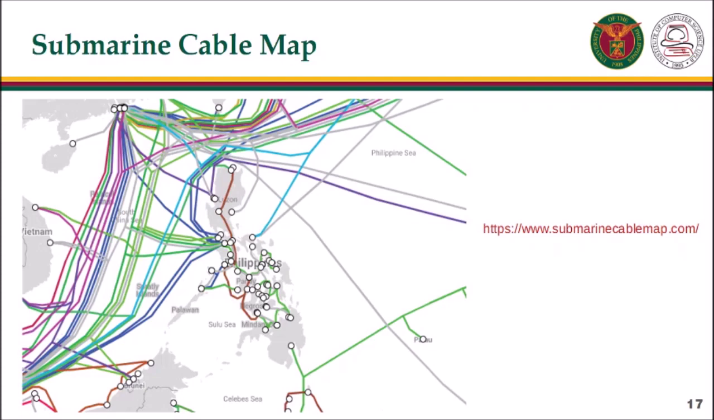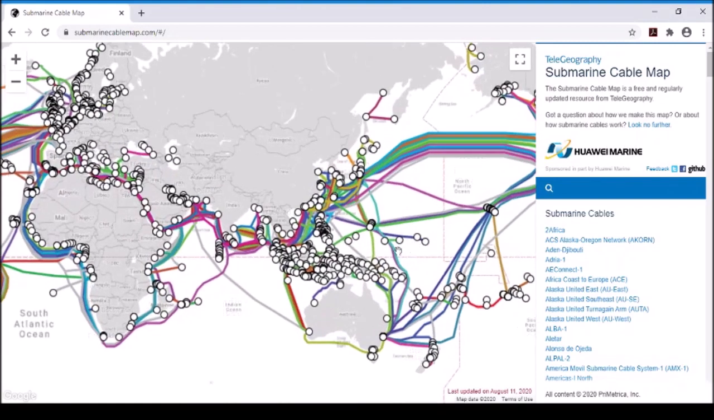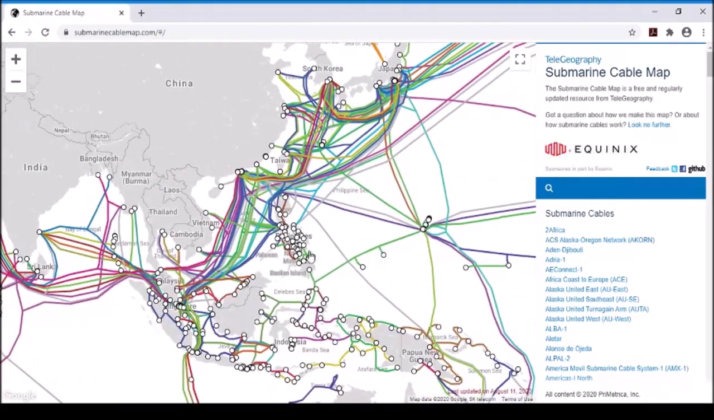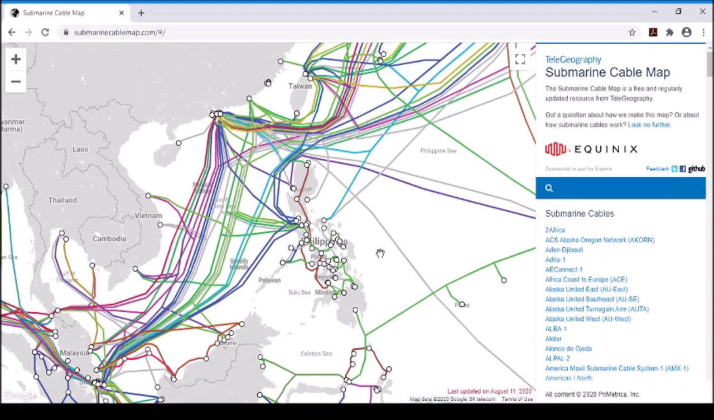If you want to see the location of the submarine cables around the world, there's a good website to visit. It's www.submarinecablemap.com. Let's look around the website. Here, the lines that you see are the actual cable systems. Let's zoom in. Check what are the cable systems that connect the Philippines to the world. See one. Then click the line.